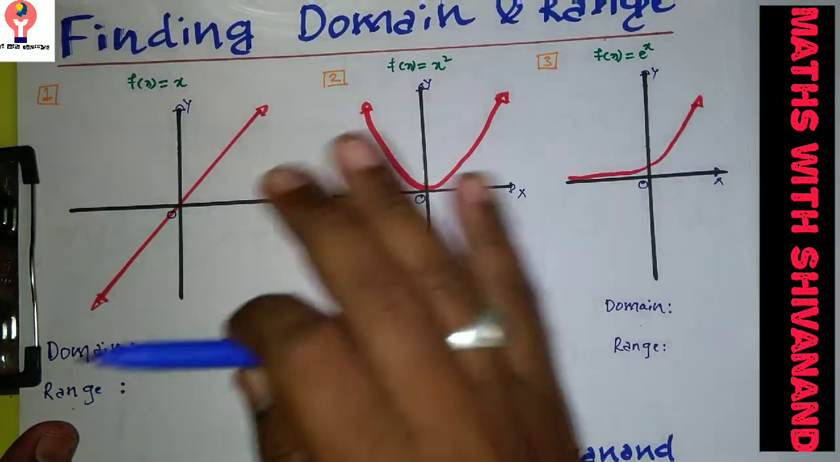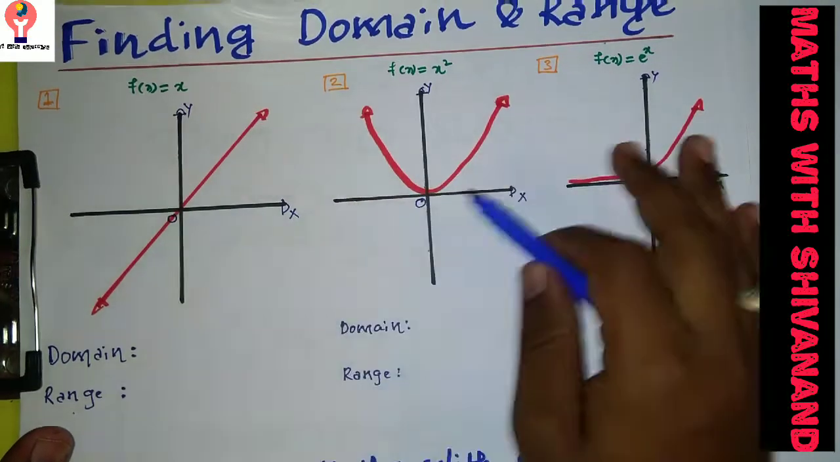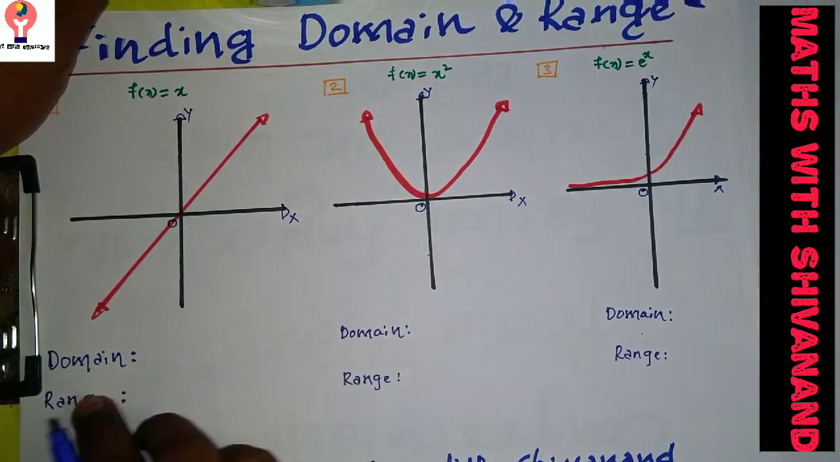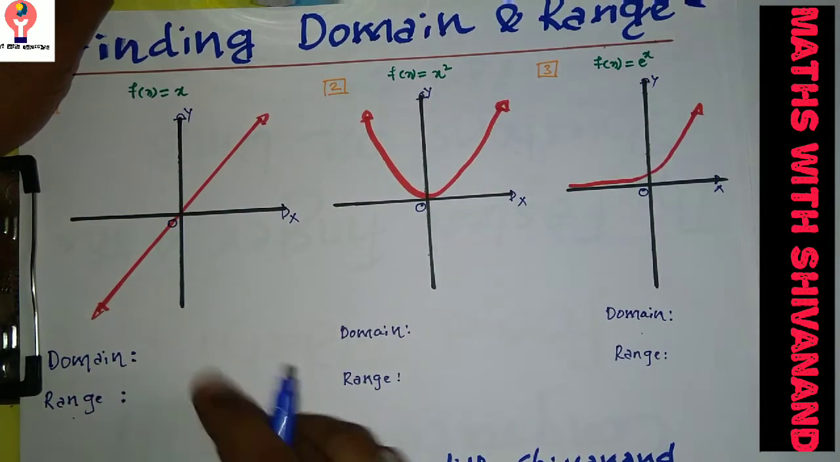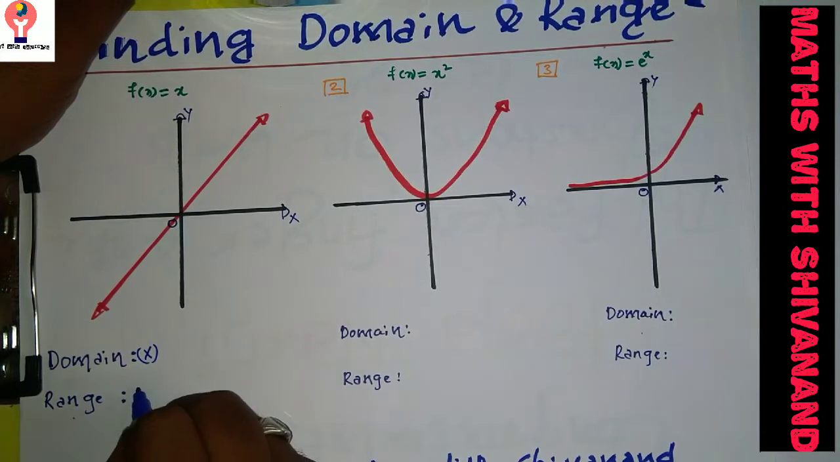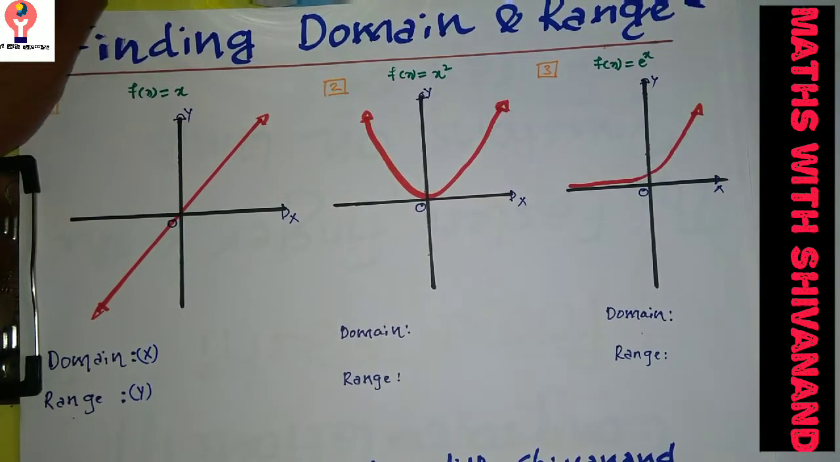Today in this session we will have around 11 graphs, and by looking at the graph we will see how to calculate domain and range. I said domain is nothing but the input values and range is nothing but the output. Domain is the set of all values of x, and range is the set of all values of y.